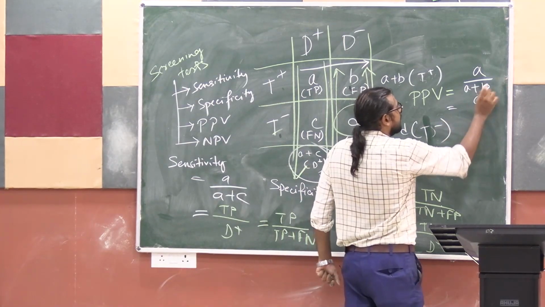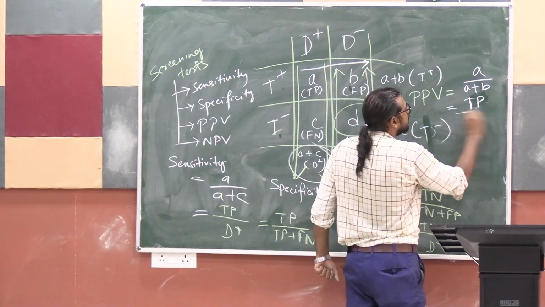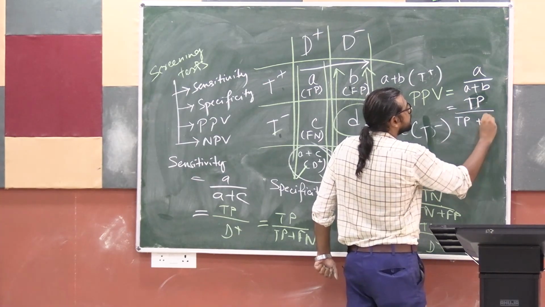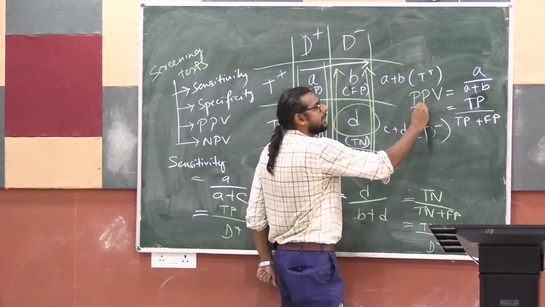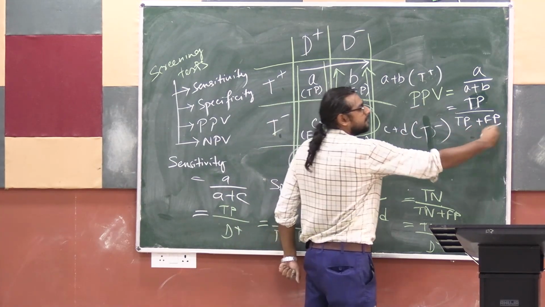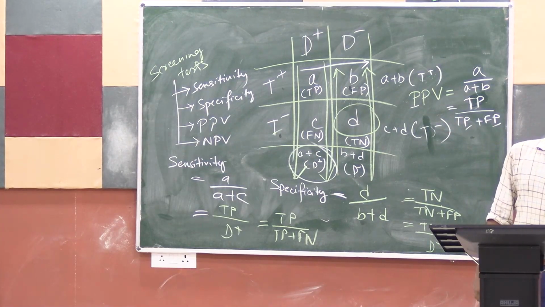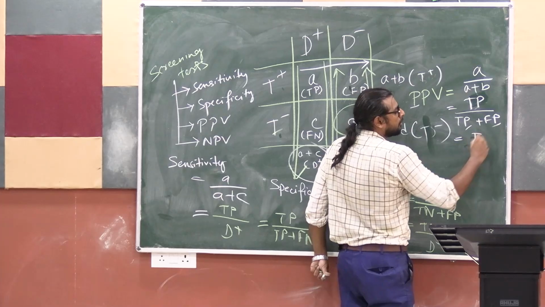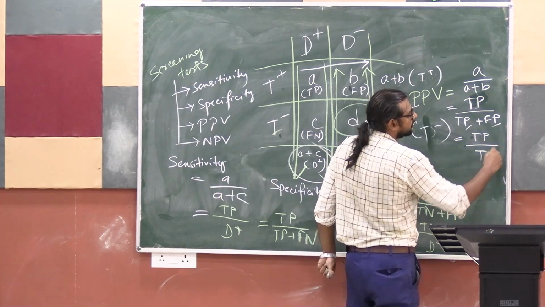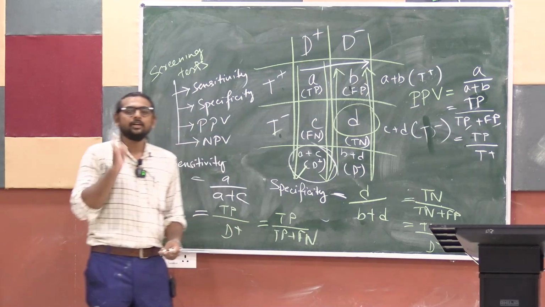Or we can say true positive by true positive plus false positive. You can check one thing out. For a positive predictive value, the denominator always has the positive values. Got it? Or we can write it like this. True positive by test positive. Will you remember? Nothing to be confused.